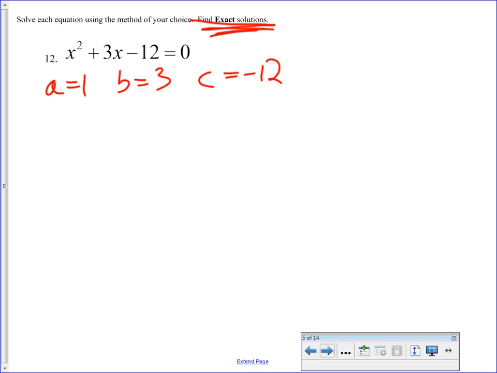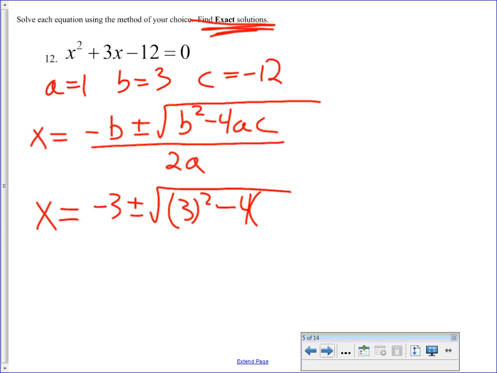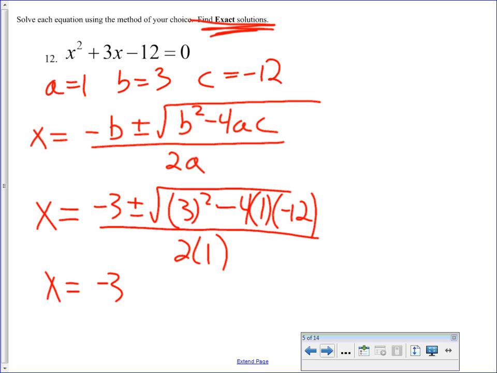The quadratic formula says x equals negative b plus or minus the square root of b squared minus 4ac all over 2a. And don't worry, this will be on the board, and when you take the SOL, it'll be on the formula sheet. So now we just sub in negative 3 plus or minus 3 squared minus 4 times a times c all over 2 times a. Or negative 3 plus or minus the square root of 9 plus 48 over 2.